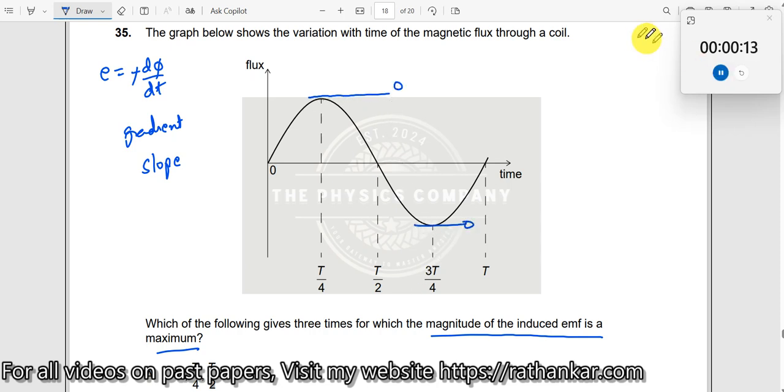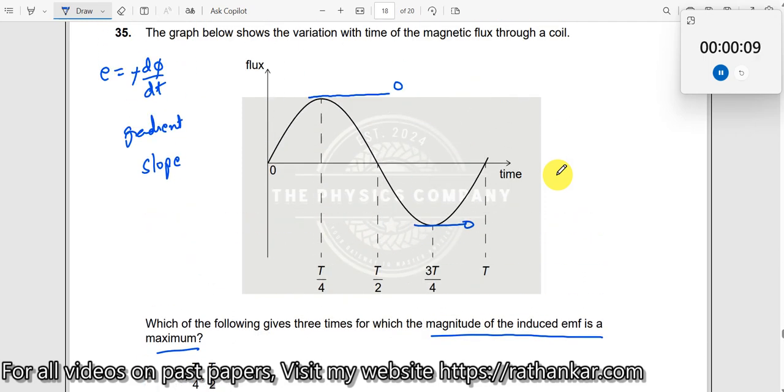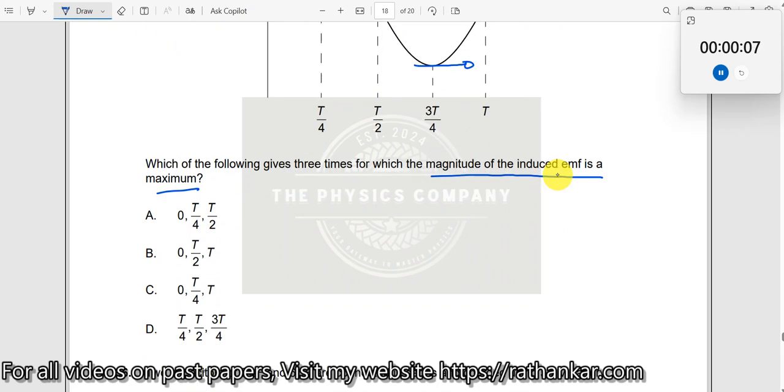Okay. Now, as a result of it, do we have t by 4 and 3t by 4? Cancel those. T by 4, t by 2. This is wrong. 3t by 4. This is wrong. This is also wrong. The only option is B. Okay. Directly we have come to that.